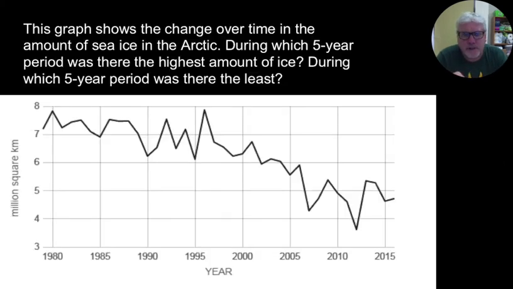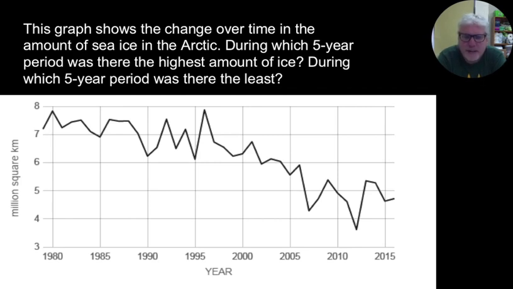Okay, here's another graph that shows the change over time in the amount of sea ice in the Arctic. This is in 5-year increments starting at about 1980, so going up to 2015. So starting 40 years ago, we have 35 years or so of data here. Where do you see the highest amount of ice? Well, look at that graph, find the highest spot. And it looks to me to be about 1996, okay? And we got almost up to 8 million square kilometers of sea ice. Okay, this is frozen ice in the Arctic.